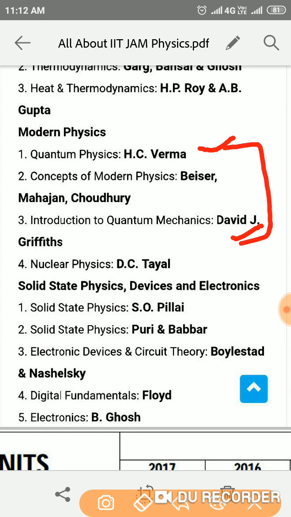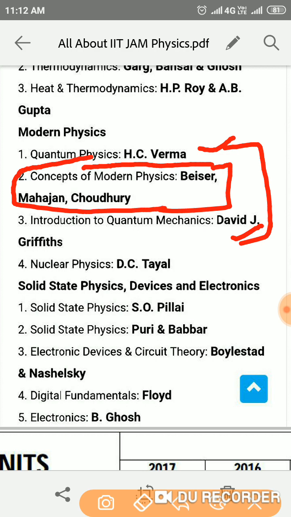For modern physics, if you want to refer to only one book in which you will get all the topics, then I will refer Beiser, Arthur Beiser, or Mahajan and Choudhury. In this book, there are all the topics of modern physics, from X-ray diffraction, photoelectric effect, quantum. All the syllabus of modern physics will be covered in this single book. Okay. Now for nuclear physics, there is a book given, but I will not recommend that, because the syllabus of nuclear physics is not that much in the JAM syllabus. For that, you can refer to YouTube videos or Google.